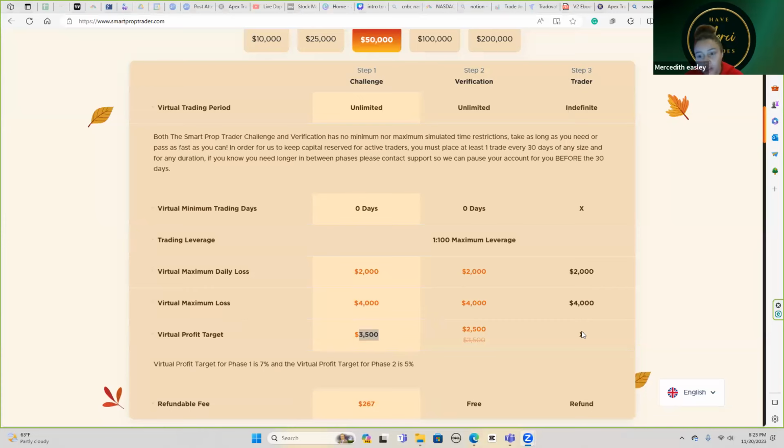Once you pass, does the trailing part go away? No. Once you pass, you shouldn't want that trailing to go away because that makes you have good risk management. All right. The trailing doesn't go away. You just no longer have a profit goal.